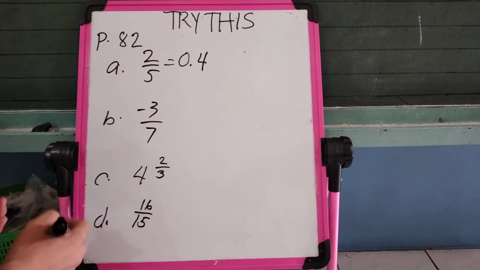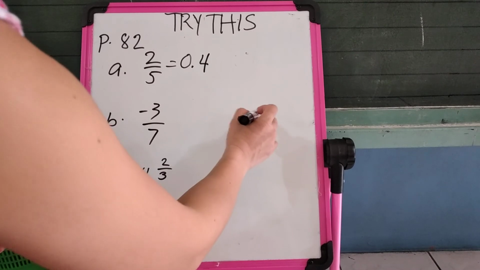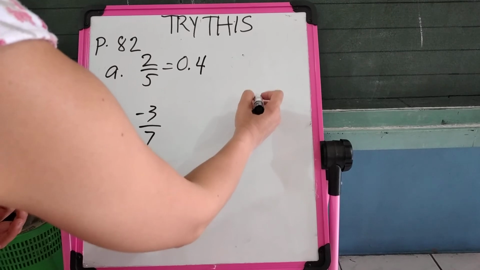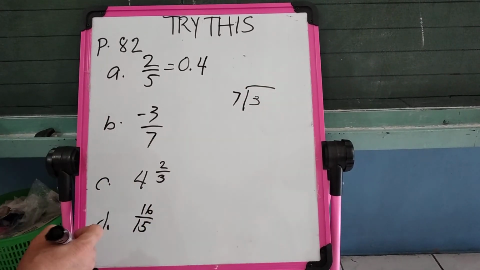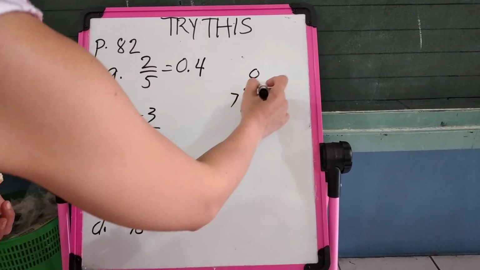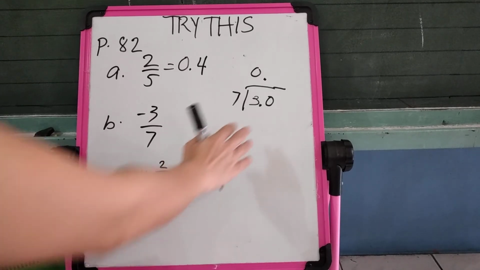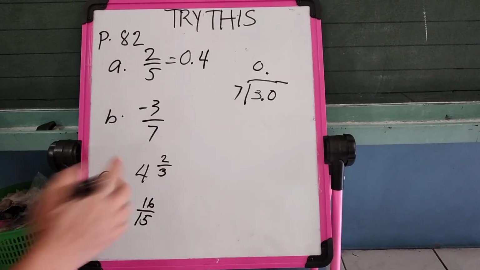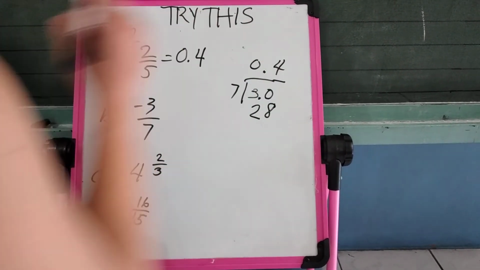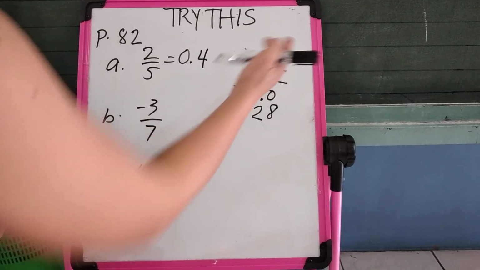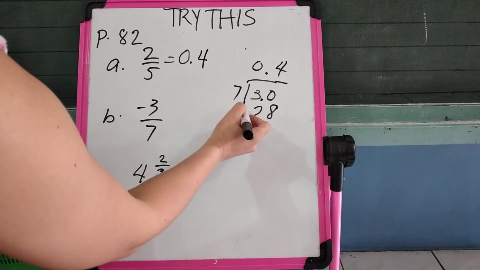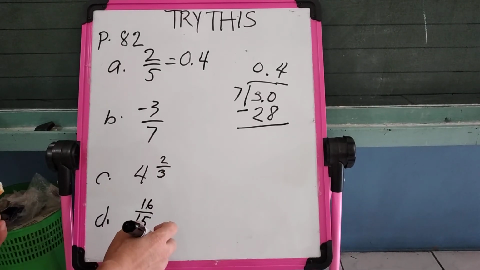Okay, negative 3/7. So, let's just deal with the positive first. Let's write it: 3 divided by 7. Obviously, you have to put a decimal point and put 0. So, 0. 30 divided by 7 will give you 4, because 4 times 7 will give you 28. Correct? Next, remember: divide, answer, multiply, and then the third step is subtract.